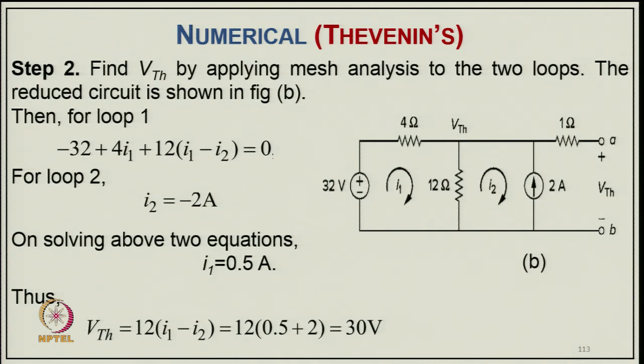The second step is to find V_TH, applying mesh analysis to 2 loops here, replaced as shown here. So, you apply for I1: minus 32, because it is entering with the negative terminal, plus 4 I1 plus 12 (I1 minus I2), that equals 0. The second loop is just your current I2 equal to minus 2 ampere. Solving this, putting the I2 value here, you get I1 equal to 0.5 ampere, and V_TH equal to 12 into (I1 minus I2). So, that becomes 12 into (0.5 plus 2), that becomes 30 volt.